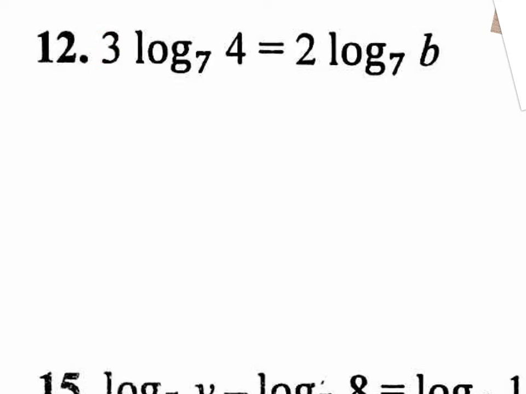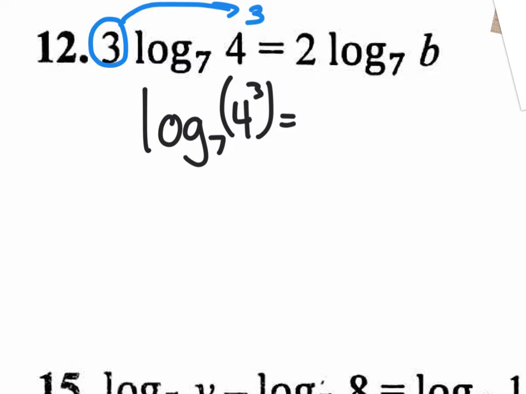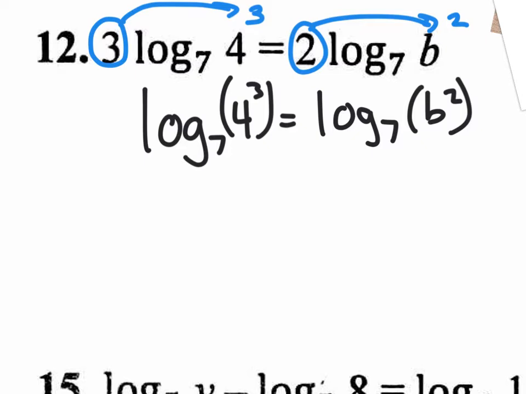So what property could we use to get rid of this 3 that's out in front? The product property, the quotient property, or the power property? Power property. So we're going to take this 3 and we're going to use the power property to condense it, move that 3 up here and make it to be a power of 4. So what happens now is that we have log base 7 of 4 to the third, and if we do the same to the other side, take this 2 and make it a power of b, put the 2 up here, you'll have equals log base 7 of b squared. And now, of course, you could raise both sides of your equation to become powers of base 7. So you put a 7 here, a 7 there.